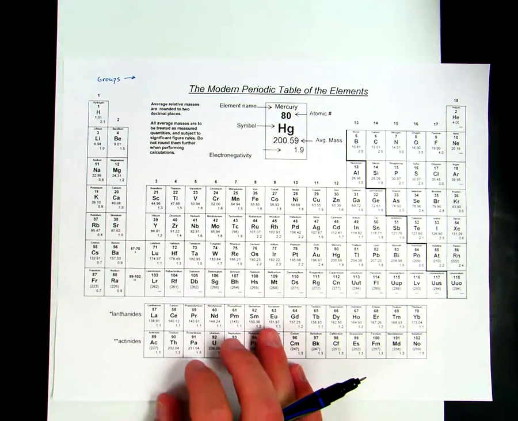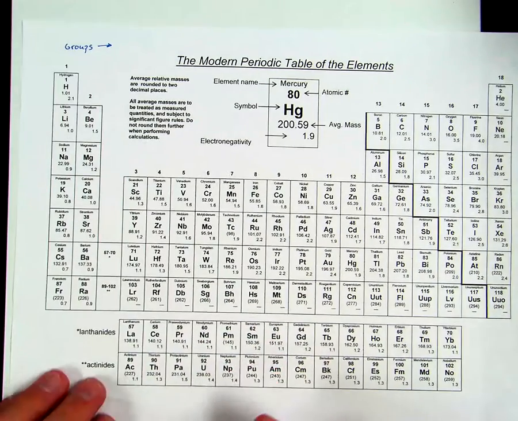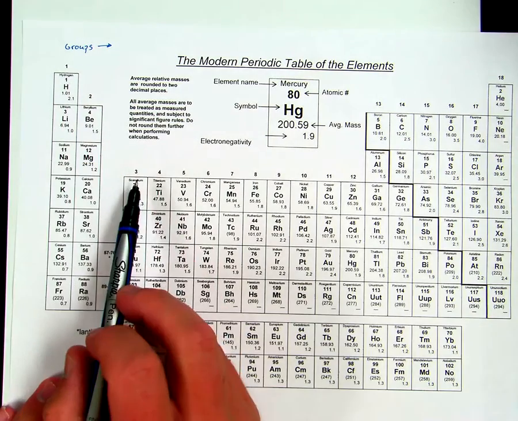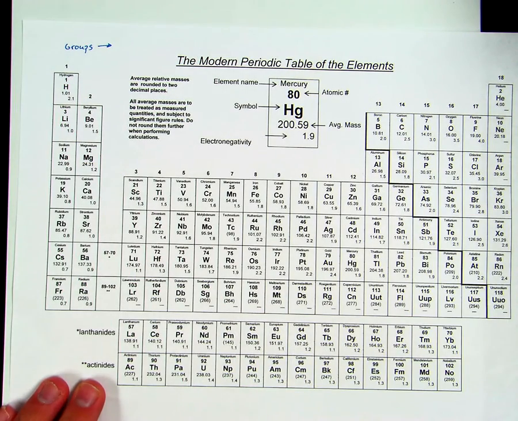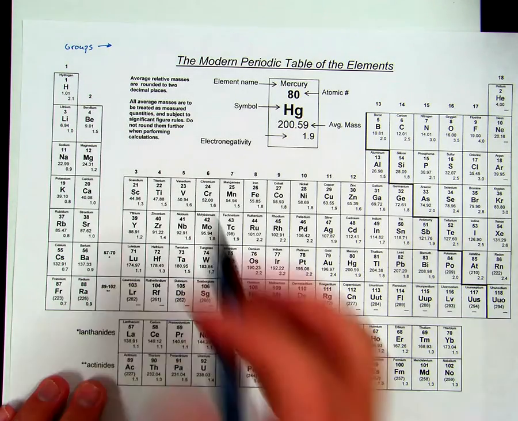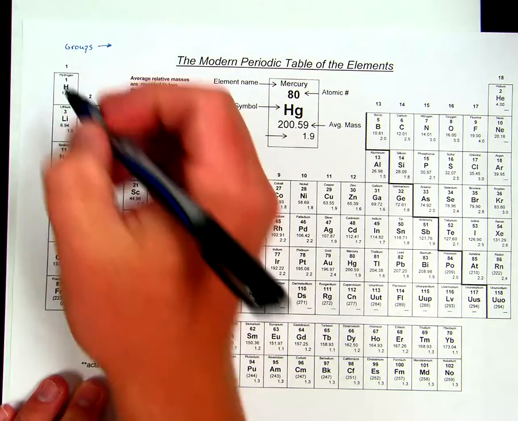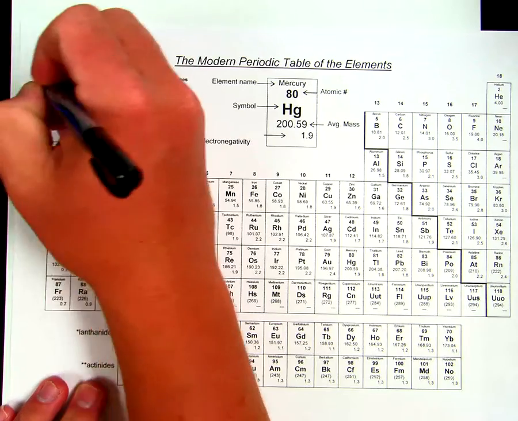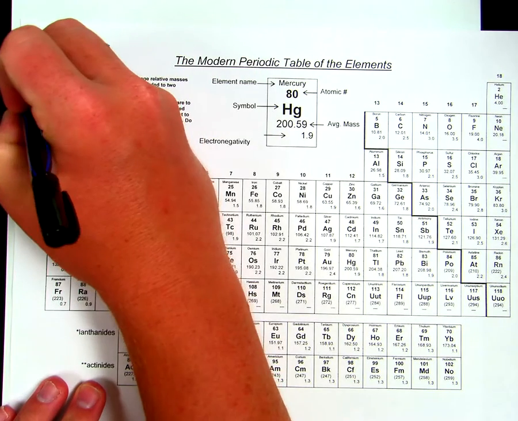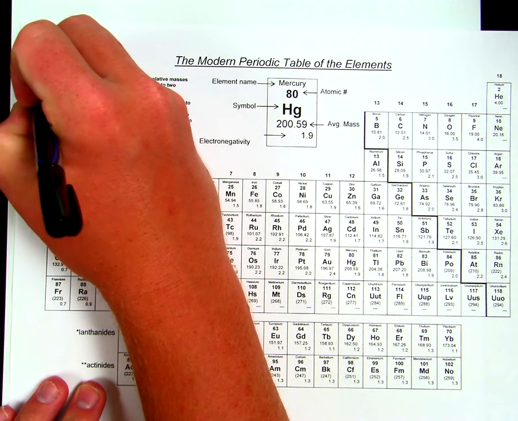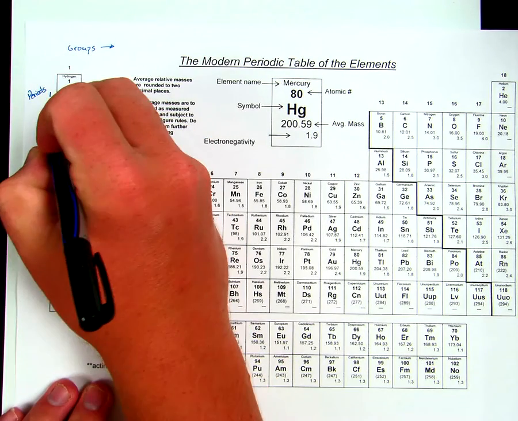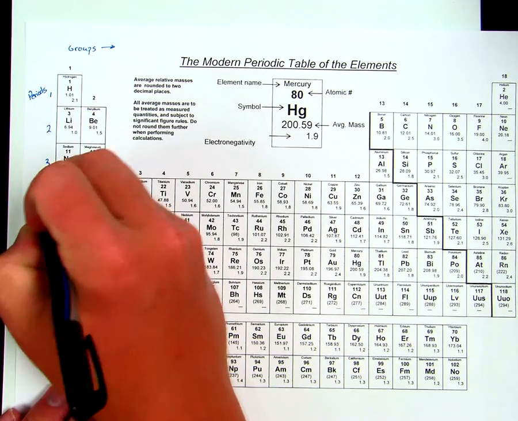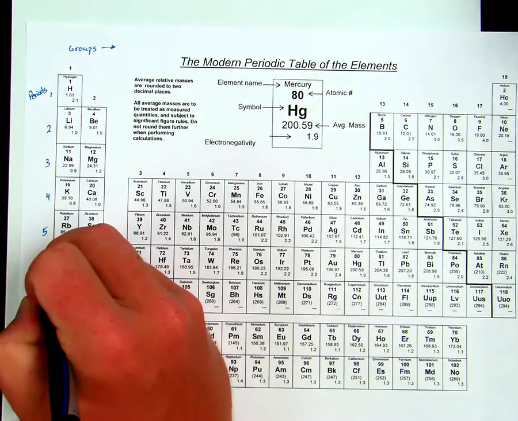Okay, so groups you can see are numbered across the top here. I'll zoom in here a little bit for you. Groups here are numbered across the top 1, 2, 3, 4, etc. over to 18. So you can see there are 18 groups, and we can simply number them 1 through 18 for easy identification. The horizontal rows are called periods. And we can number them simply 1 through 7. 2, 3, 4, 5, 6, and 7.